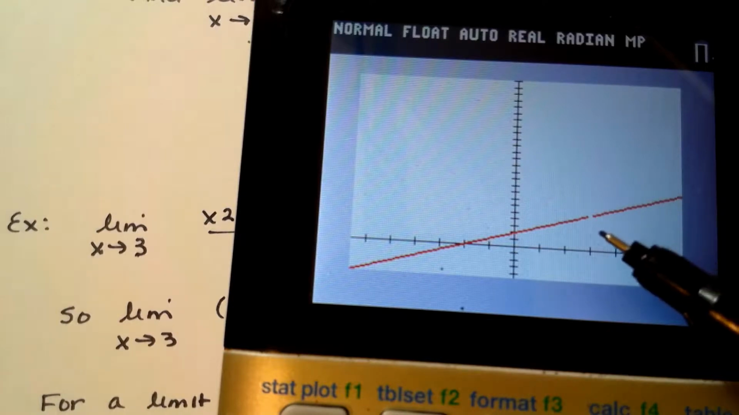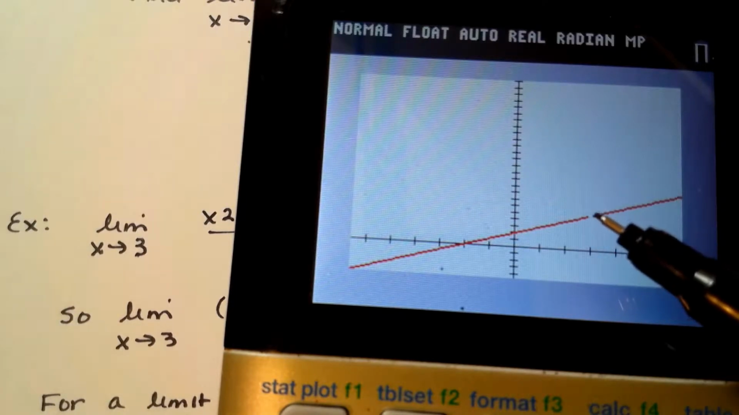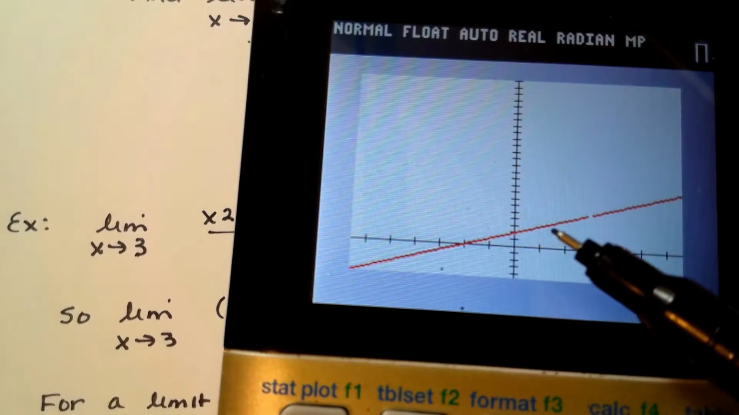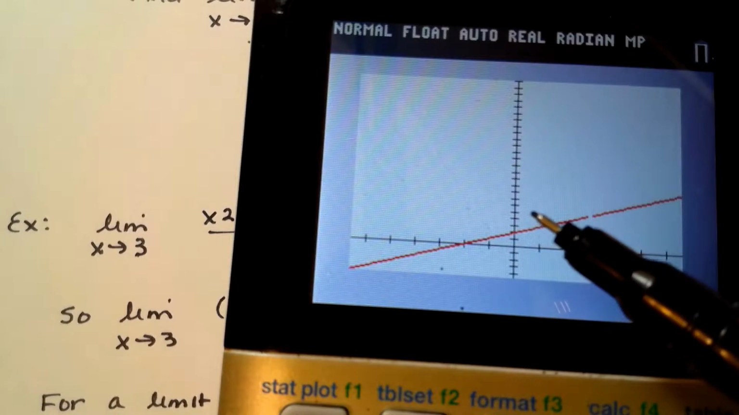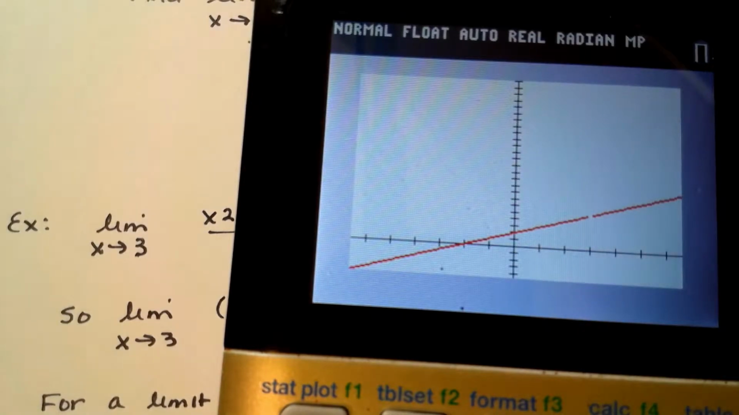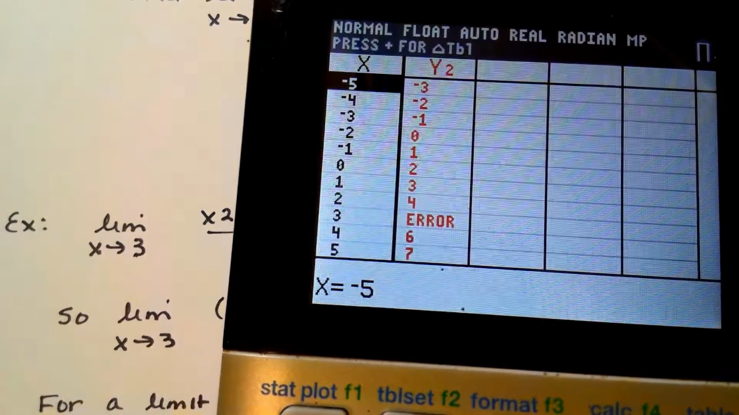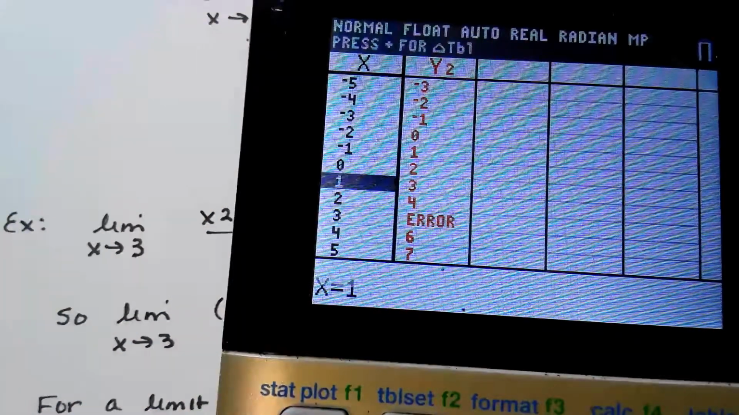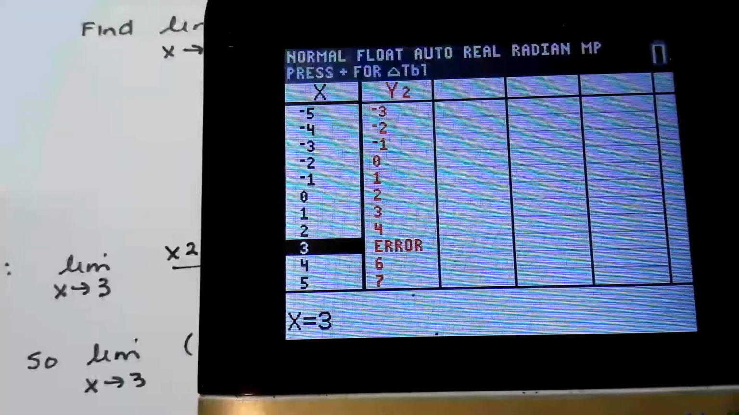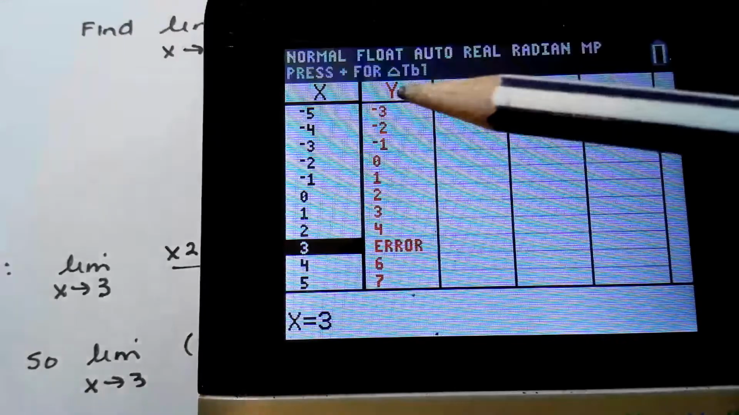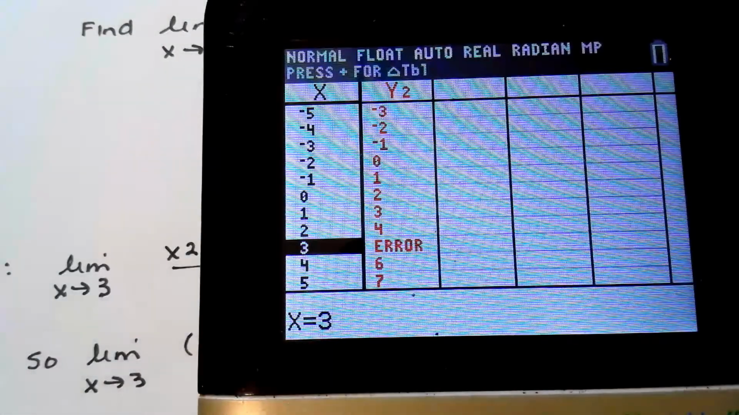So I can get really, really close to the edge of that hole from the right, or I can get really, really close to the edge of the hole from the left. But if I go across to look at the output value, it should be 5. Now, in case I'm not sure, I'm going to look at my table, because that clarifies it. And as you can see, I've got an error at x is equal to 3. If I look from the left, I'm approaching 4, and if I look from the right, I'm approaching 6. So what you can do is 4 plus 6 divided by 2 is 5, right?